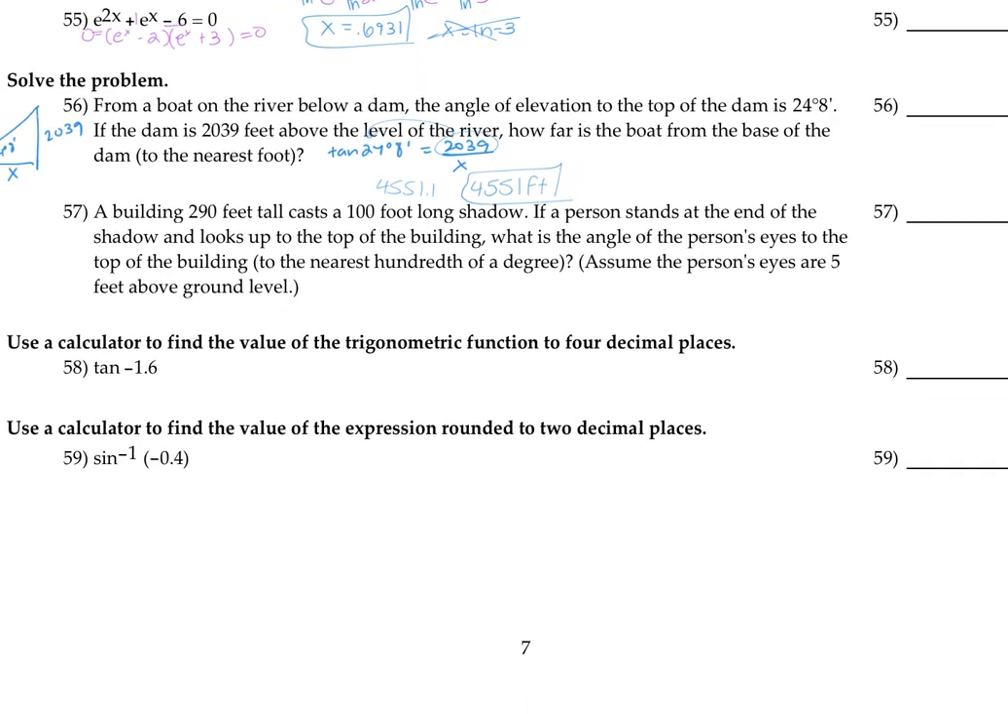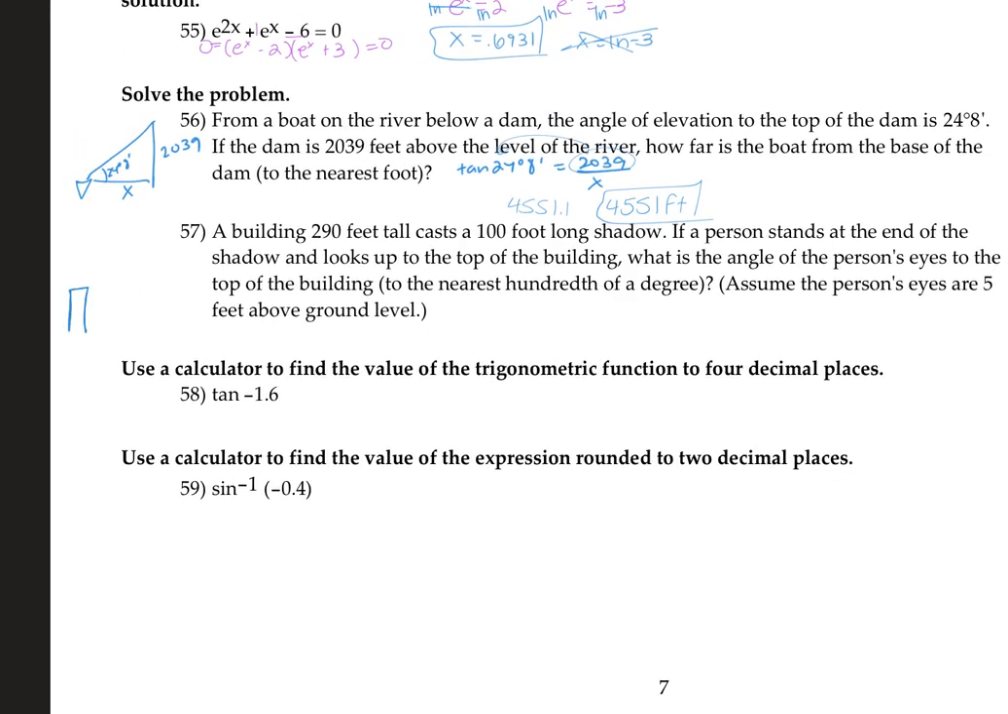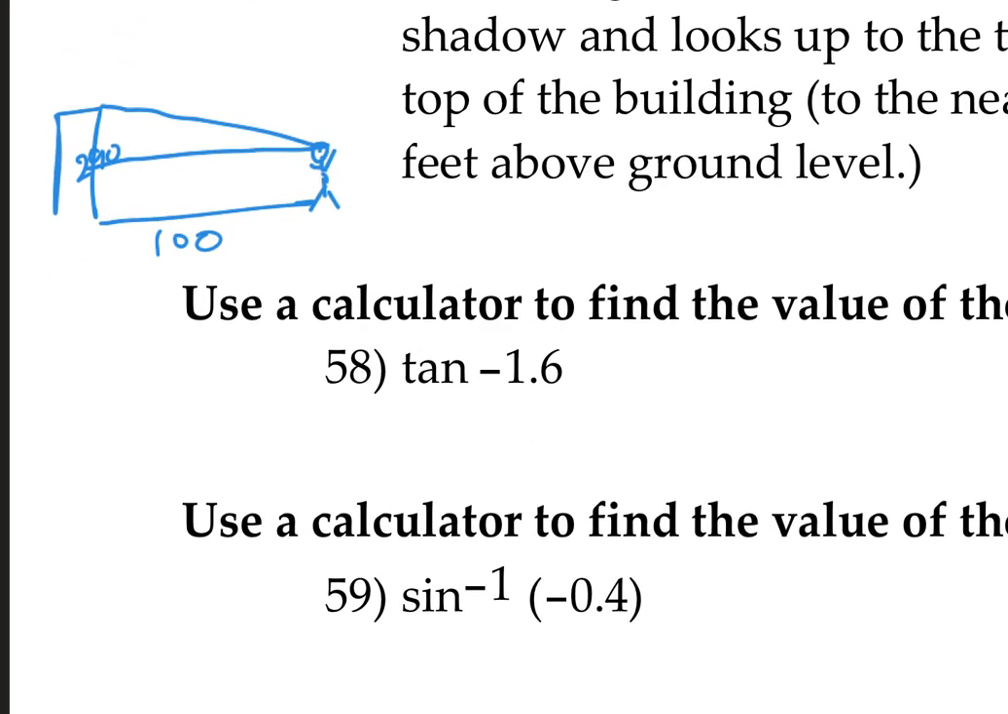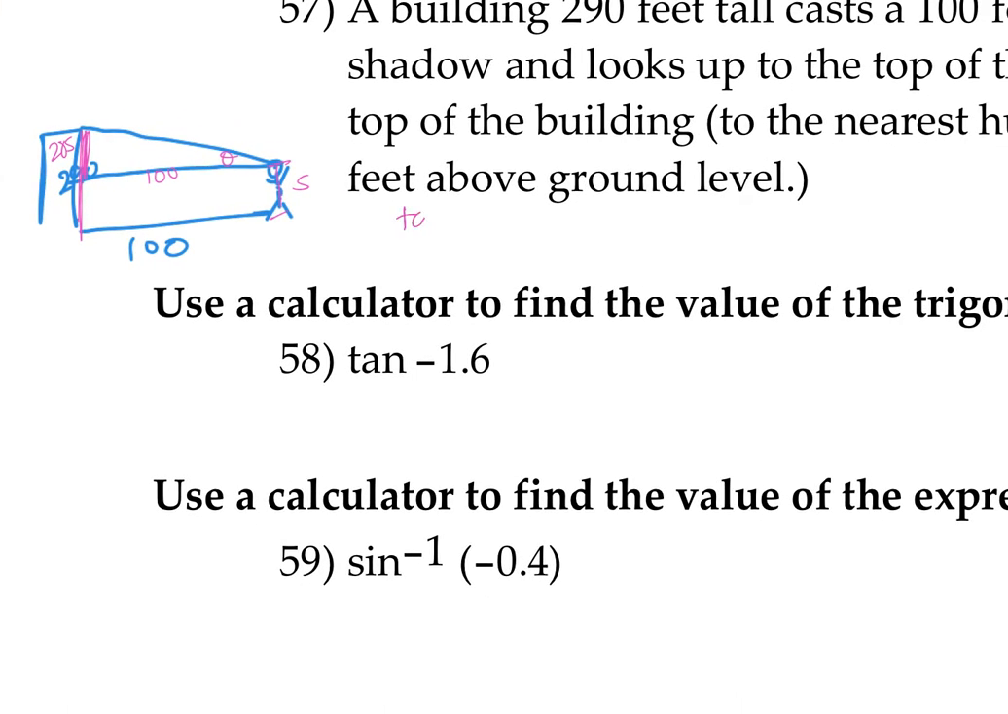57 says a building 290 feet tall casts a 100-foot-long shadow. If a person stands at the end of the shadow and looks up at the top of the building, what's the angle from the person's eyes to the top of the building? Assume the person's eyes are 5 feet above the ground. So we need to take off this 5 feet from the 290. Then the top of this would be 285. This is still 100, and I want theta. So tan of theta equals 285 over 100.